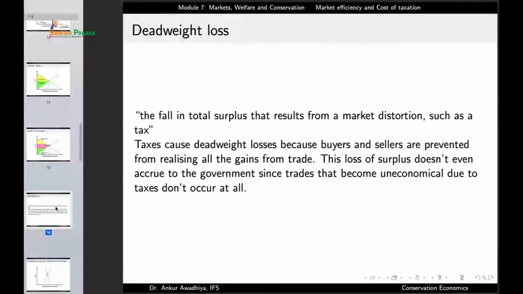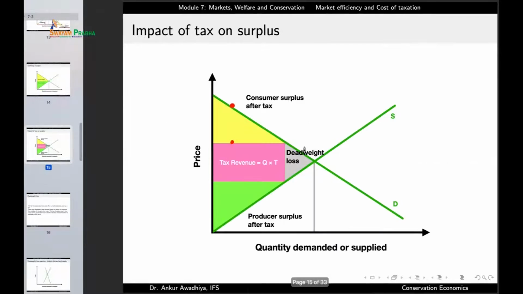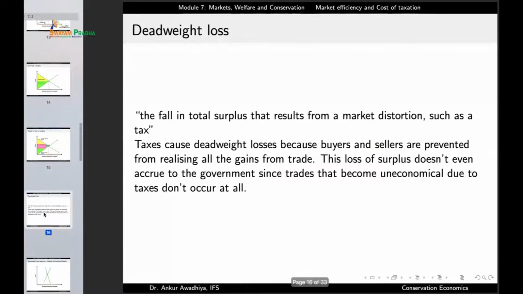Now, taxation is a form of market distortion because the government is changing the natural outcome or the natural equilibrium of the market. Earlier, the price that the buyers were paying was the price that the sellers were getting. But now there is something in between that is not a part of the natural market equilibrium. It has been imposed by the government. So it is a market distortion. And a deadweight loss is the fall in the total surplus, which is what we have seen in the form of this gray area. It is a fall in the total surplus that results from a market distortion such as taxation.